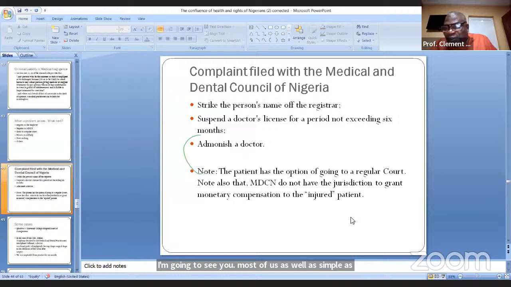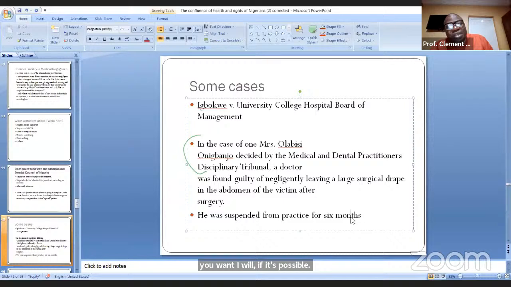Yesterday they admonished me, and nothing happened. You can go up to 10 times wasting resources. So it's a thing you want to avoid if possible. Remember, the patient has the option to go to a regular court or go to the MDCN. So some cases I'll run through. We're almost closing. We're looking at some decided cases in Nigeria and some abroad.